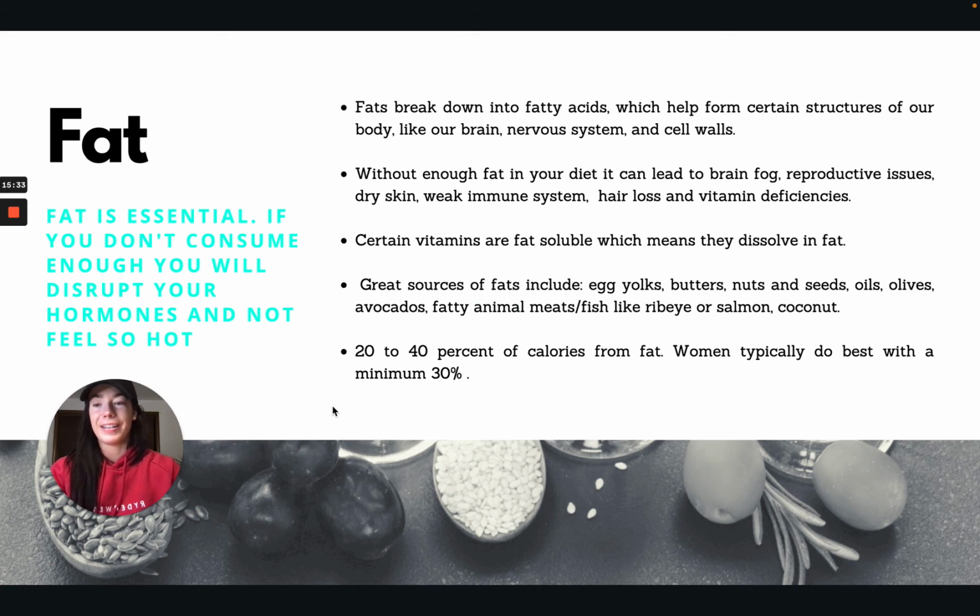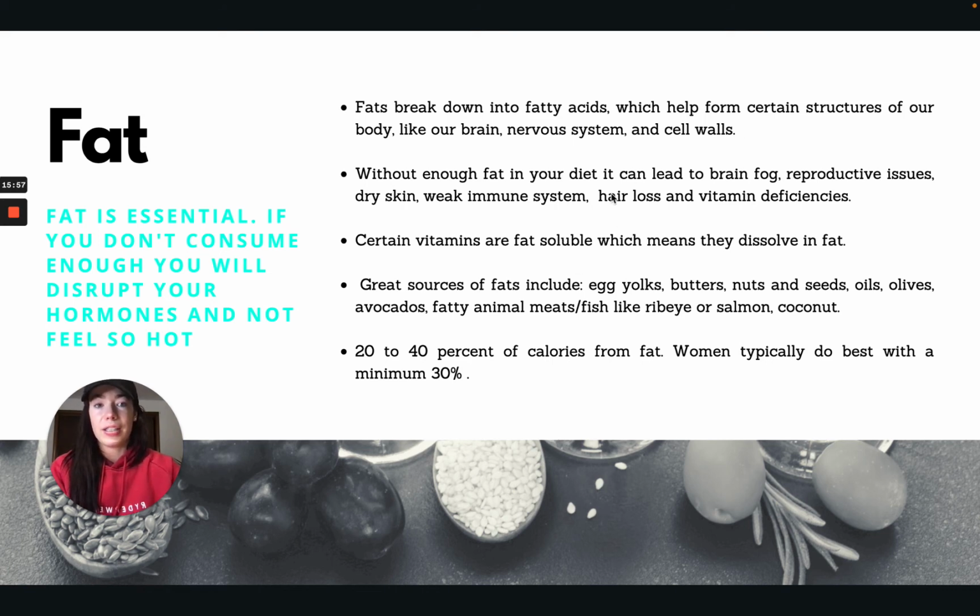All right, now that we got our break in, we're going to talk about fats. Dietary fat is essential. That means if you don't consume enough, you're going to disrupt your hormones and not feel so good. So fats break down into fatty acids in your body, which helps certain structures of our body, like our brain, nervous system, and cell walls. So you can see why getting dietary fat in is so important.